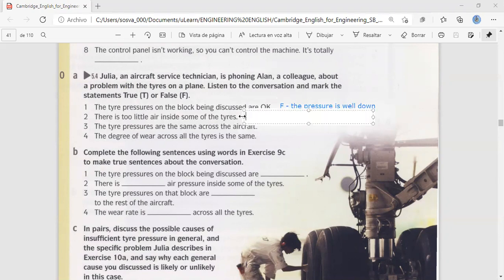Number 2, there is too little air inside some of the tires. Yes, it's true. Number 3, the tire pressures are the same across the aircraft.